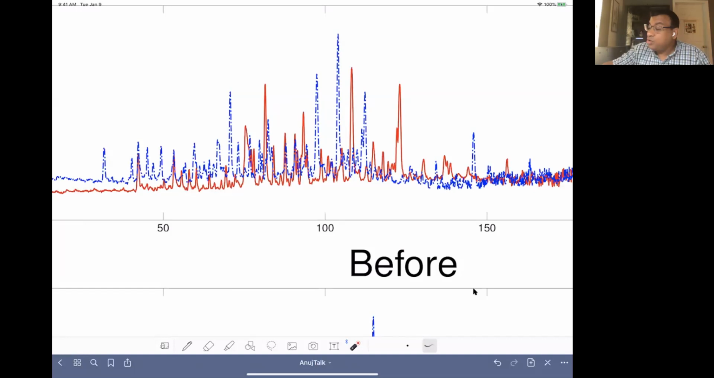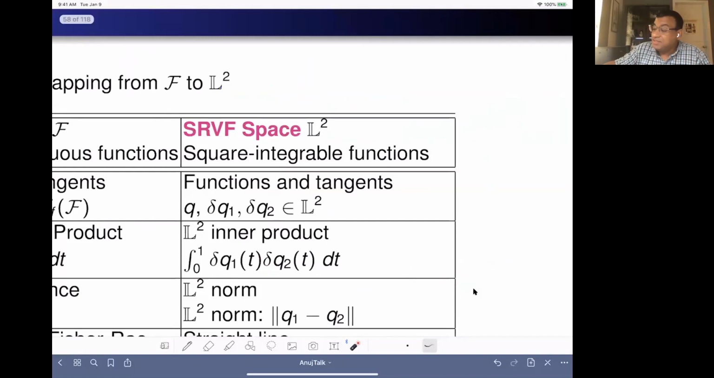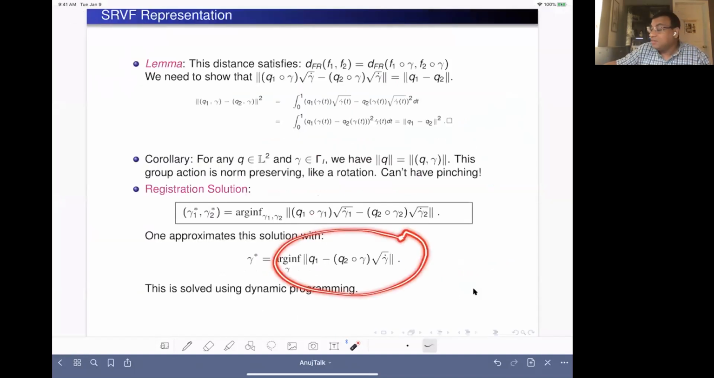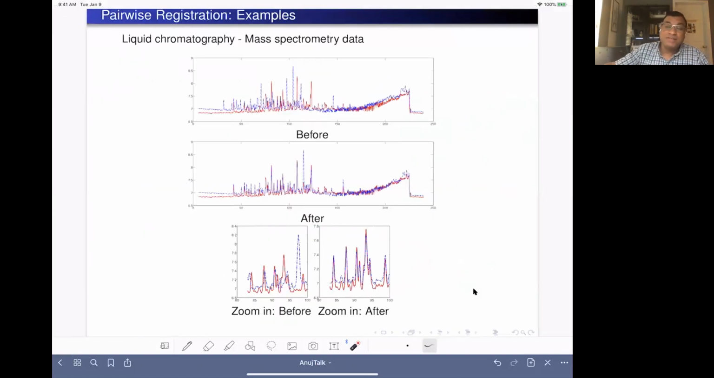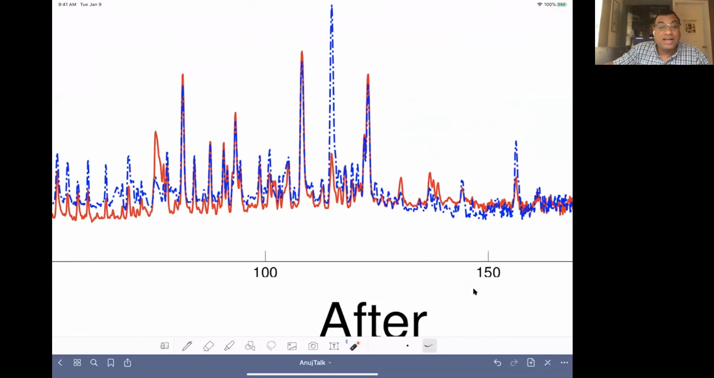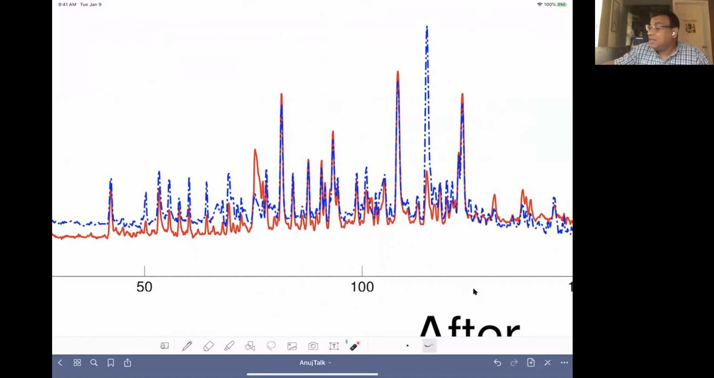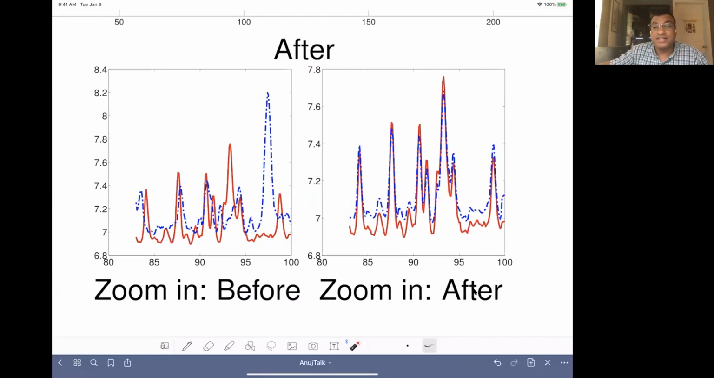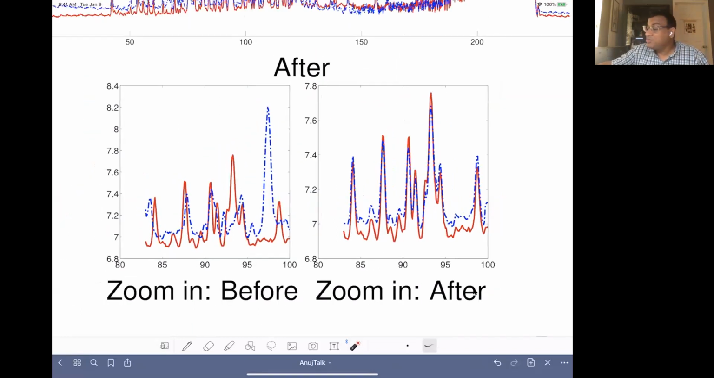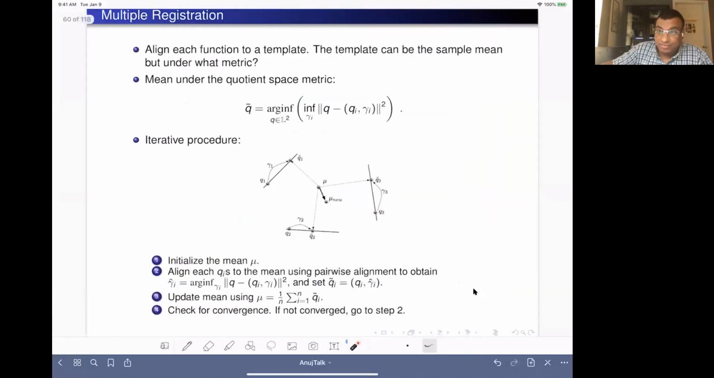And so we take these two functions, compute their SRVFs, and solve this problem using this dynamic programming algorithm. I'll give you the code for that. And after that, there is no input, there is no hand manipulation, there is no parameter tuning. If you zoom in, you can see how well aligned the peaks and valleys are. This is fully automatic. There is no labeling of peaks. In fact, I have some zoom ins before and after. Left is before and right is after. So this is a fully automated way of registering functions using time warping.